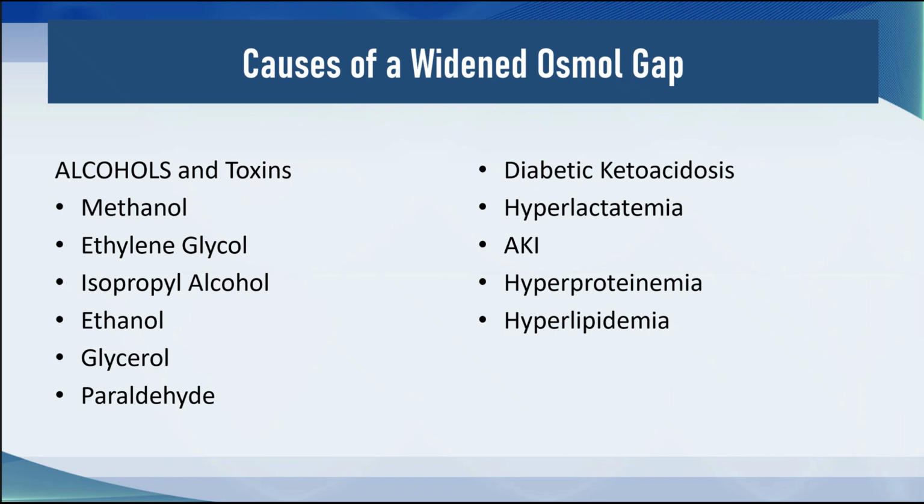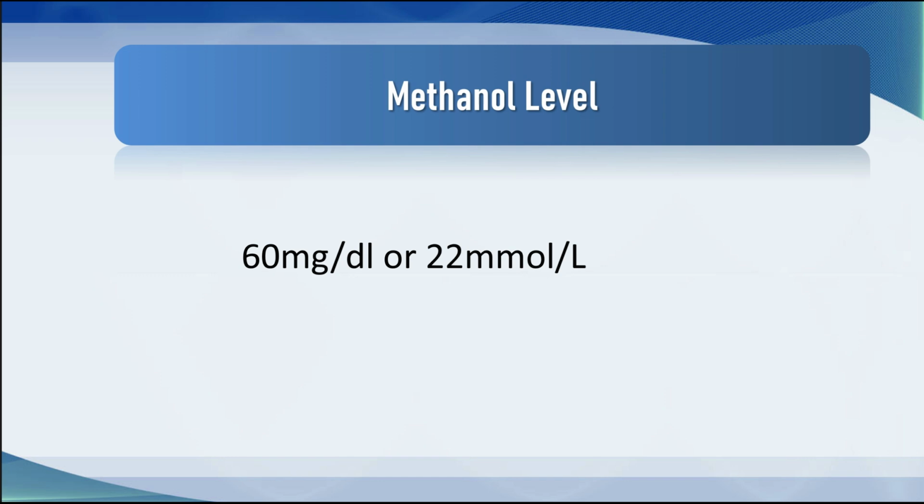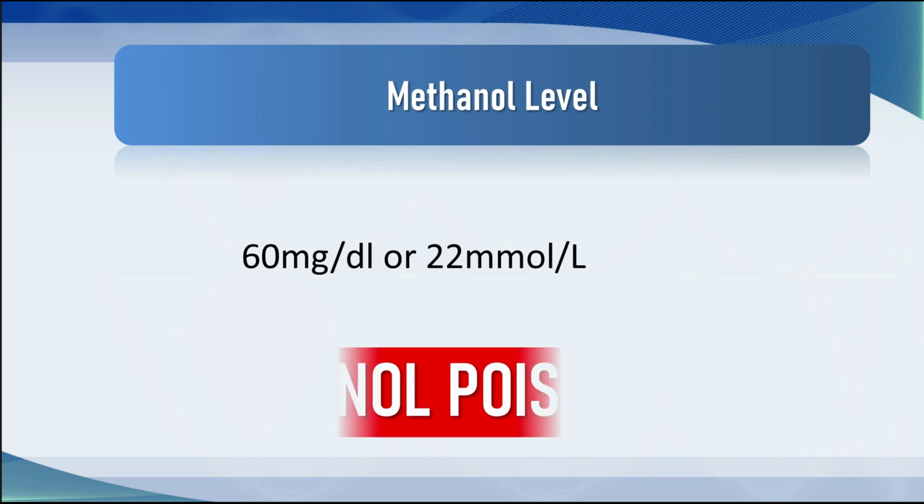In this patient, we also sent a toxicology screen because we were concerned that there was something that she ingested that may have caused the problems that we've identified. And on the toxicology screen, we identified a methanol level that is really high, 60 milligrams per deciliter or 22 millimoles per liter. So this patient has methanol poisoning.